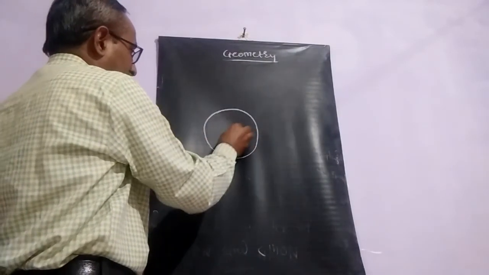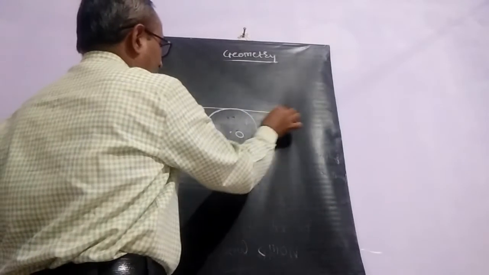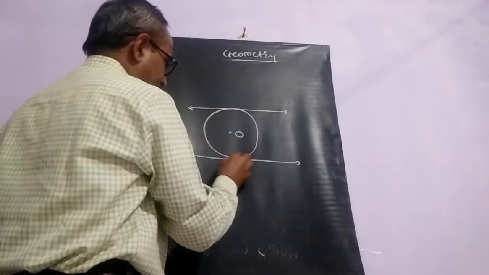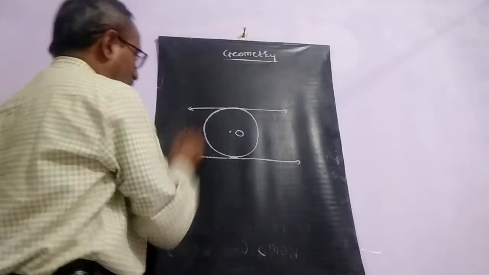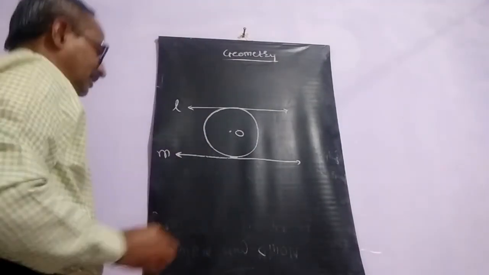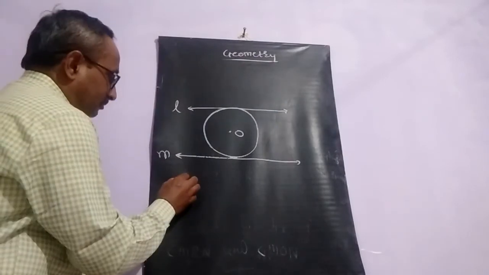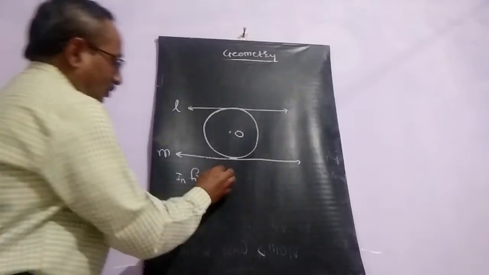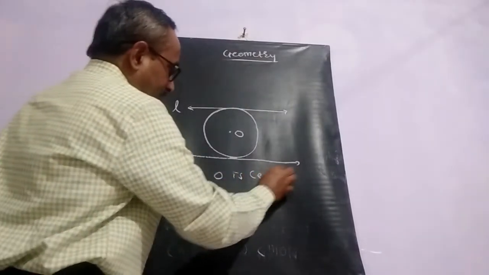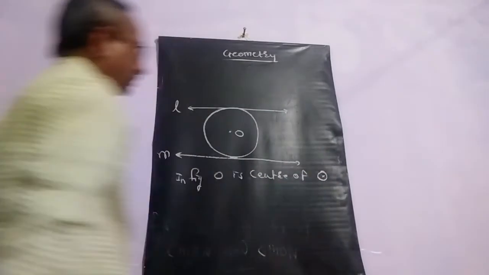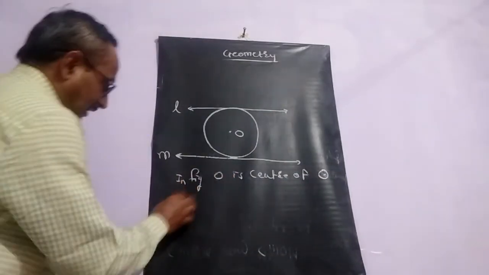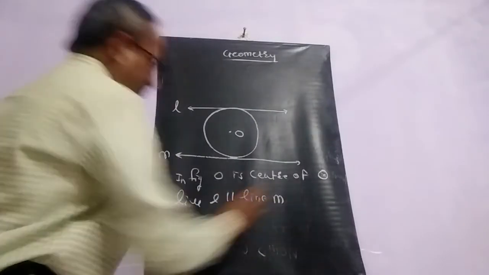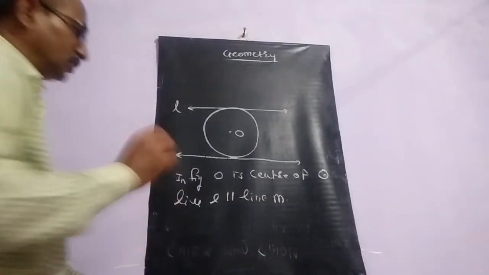O is the center of the circle. I can draw here a tangent line. I can draw here another tangent line. Suppose this line is M, this is line N. So here in the figure, O is the center of the circle. Line L is parallel to line M, both are parallel lines, which means both are tangents.